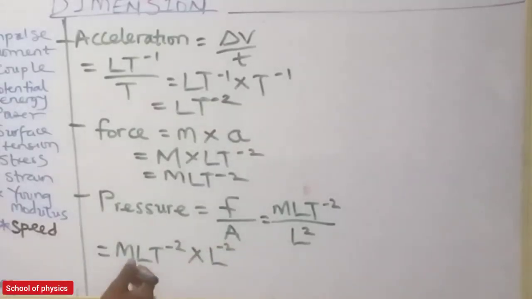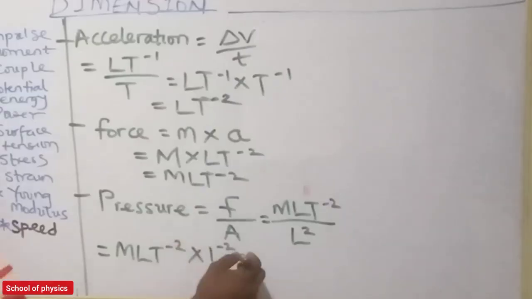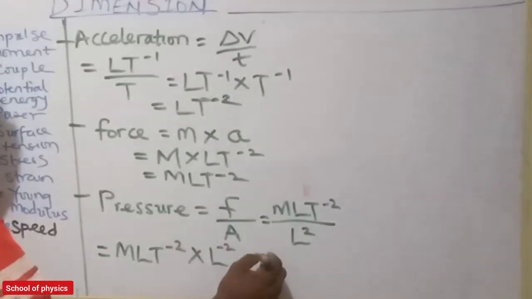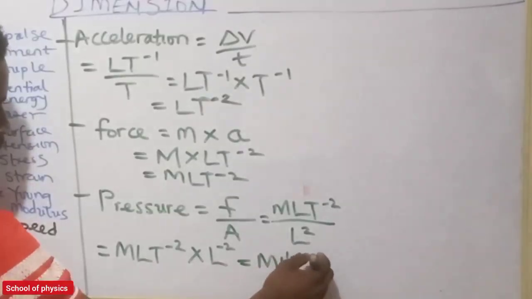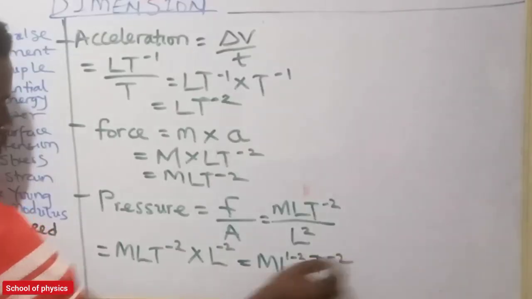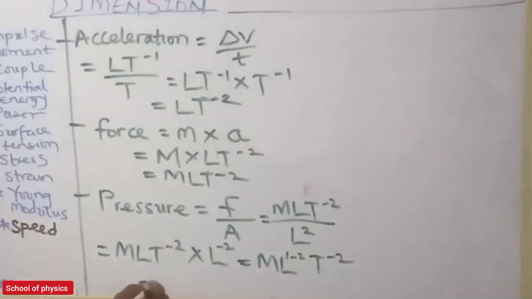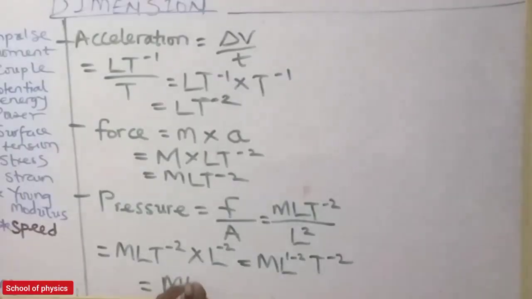So L and L, we are going to pick one, add the powers. So that should be M, L to the power 1 plus minus 2, which is the same thing as 1 minus 2. Then our T raised to the power of minus 2. 1 minus 2 is the same thing as minus 1. So that should be ML minus 1 T minus 2.